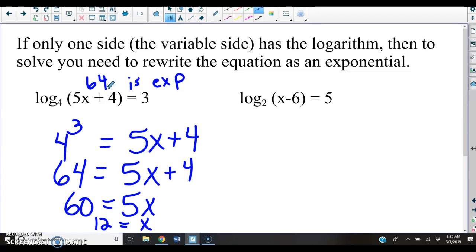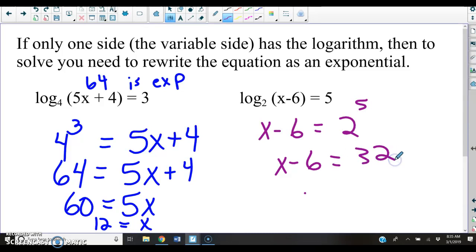Okay, second example, much the same. I would go x minus 6 equals 2 to the 5th. So x minus 6, I'm pretty sure that's 32. Add 6 to both sides. And when you put 38 in for x, you're going to have the log of 32.